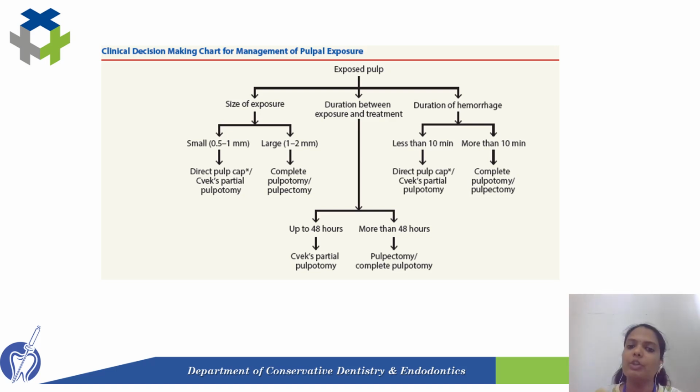If the duration between the exposure and treatment is short, for example, if it is only up to 48 hours, then partial pulpotomy can be done. Whereas if it is more than 48 hours, then pulpectomy or complete pulpotomy has to be undertaken. Duration of hemorrhage: if the hemorrhage has happened only for 10 minutes, then direct pulp capping, even partial pulpotomy can be done. Whereas if it is for more than 10 minutes, then complete pulpotomy or even pulpectomy has to be done.